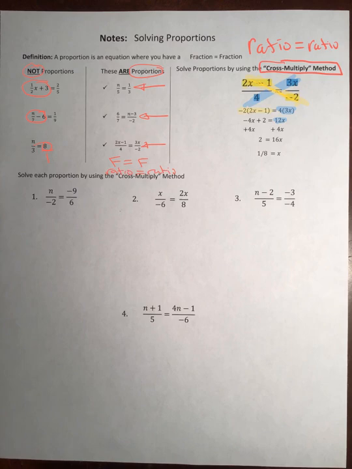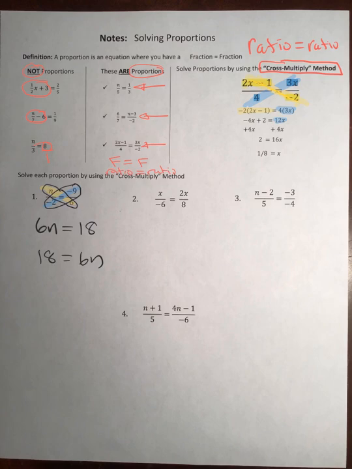So let's do a couple problems using the cross product. Okay, so it doesn't matter which side you put things on. So basically we're going to be multiplying n times 6, and then we're going to be multiplying -2 times -9. So by doing that, we get 6n when we multiply these two. And then -2 times -9 is +18. And it doesn't matter if you put the 18 first and then the 6n second. It doesn't matter which side you put which.